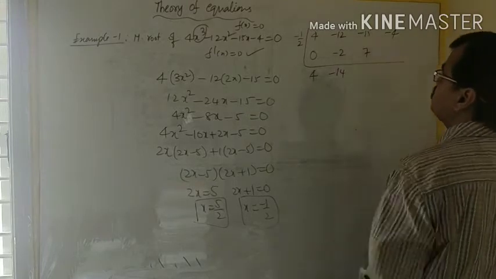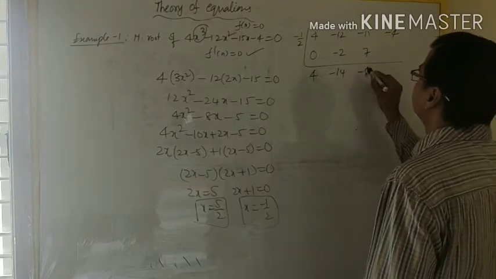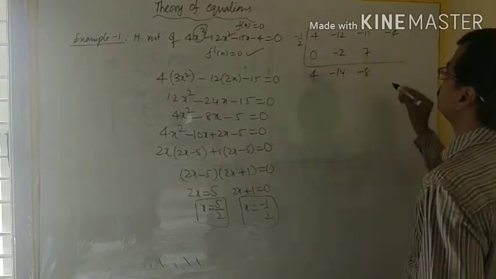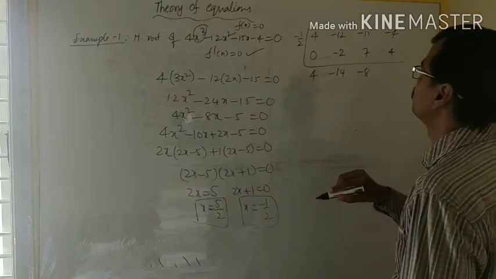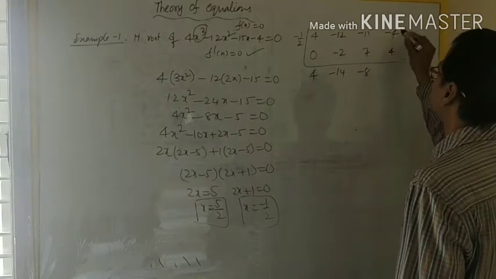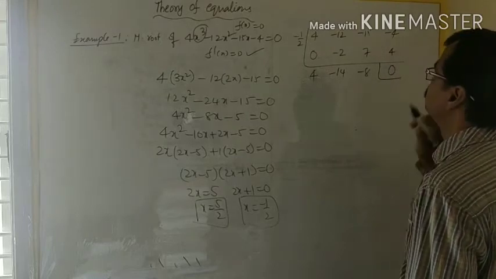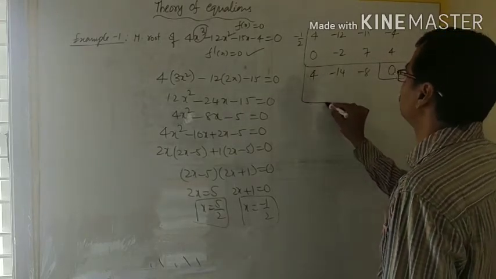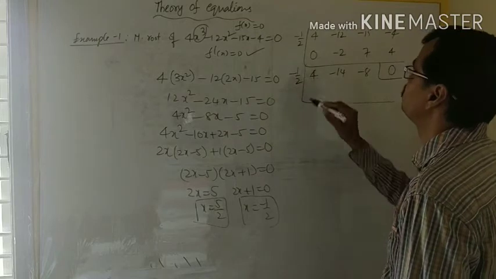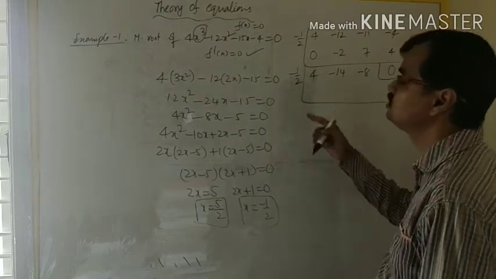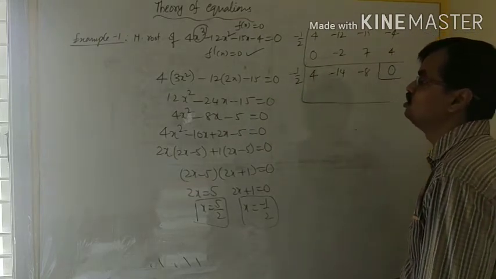So minus 15 plus 7 is minus 8. Minus 8 into minus 1 by 2 is plus 4. So minus 4 plus 4 is 0. So one root we got. So again you do with minus 1 by 2. Again if we get 0 we can say that it is a multiple root of order 2 in a way.